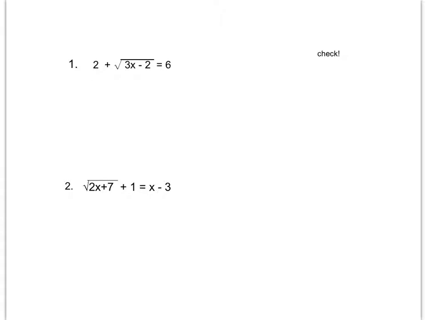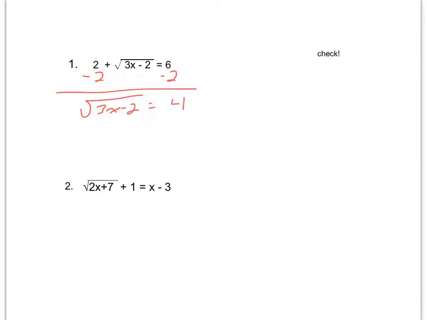Okay, let's look at this first one right here. It's a type 1 still. I just got the one radical. So first of all, I'm going to get the radical by itself by subtracting 2 from both sides. When I do that, I get the square root of 3x minus 2 is equal to 6 minus 2, which is 4. Let's square both sides.